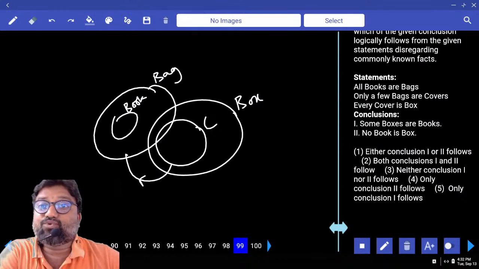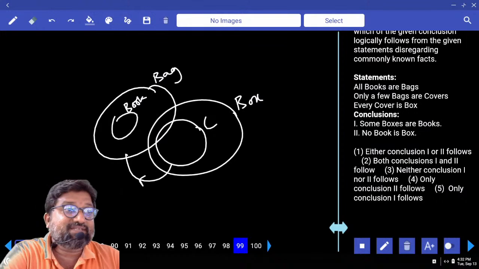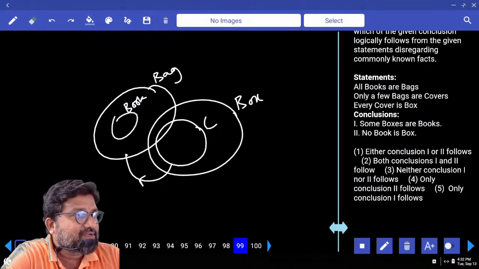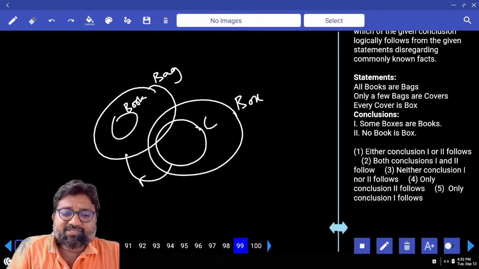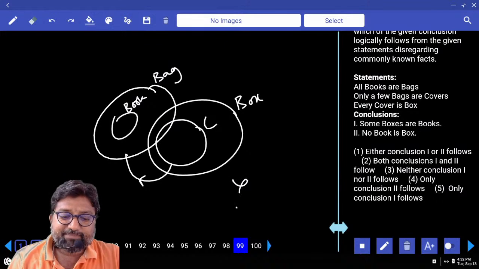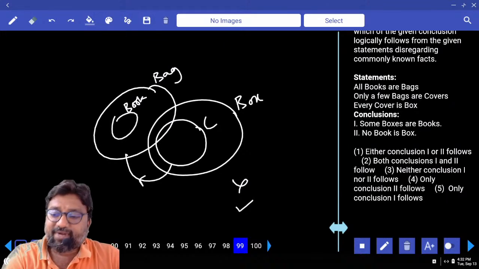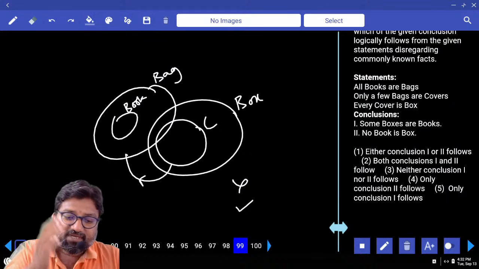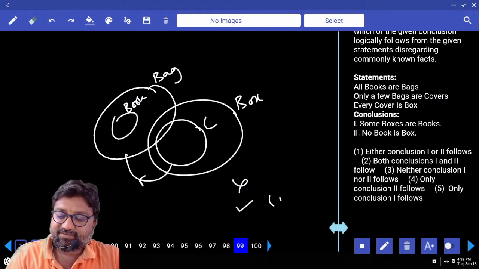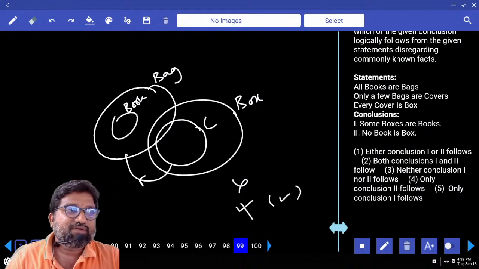Is there a chance of either-or? There is a chance that my answer can be either or. I'll decide now. Some boxes are books. Is there any relation? No. No book is box. Absolutely right. What is the complementary? Some books are box. Can box go and touch book? Yes. Automatically this is wrong.